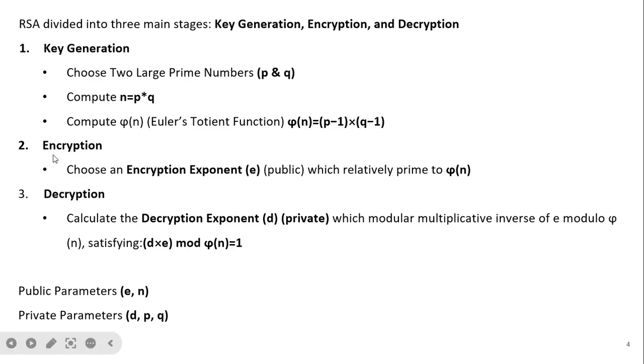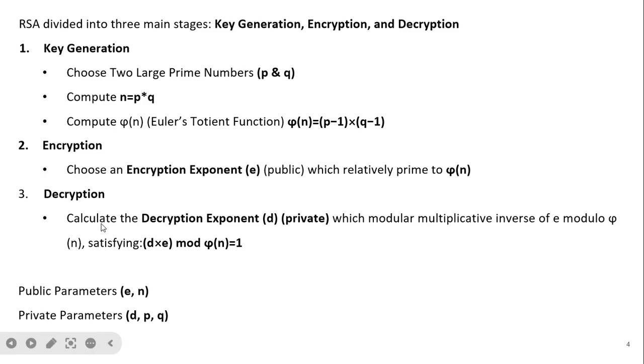Now encryption. Once key generation takes place, the public parameters are n and e, where e is the public key of the receiver. The receiver sends n and the public key to the sender. Now the sender takes a message and encrypts it using the public key of the receiver. E is chosen during key generation at the receiver side in such a way that e and phi of n are relatively co-prime to each other. When we solve the example, it will become clear.